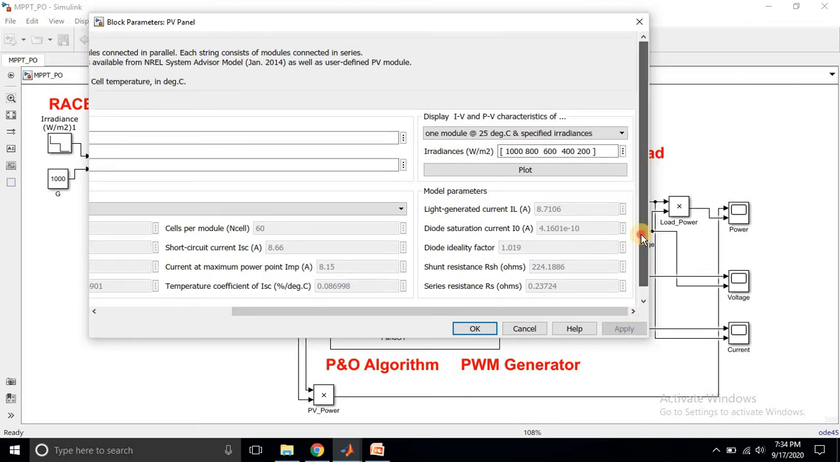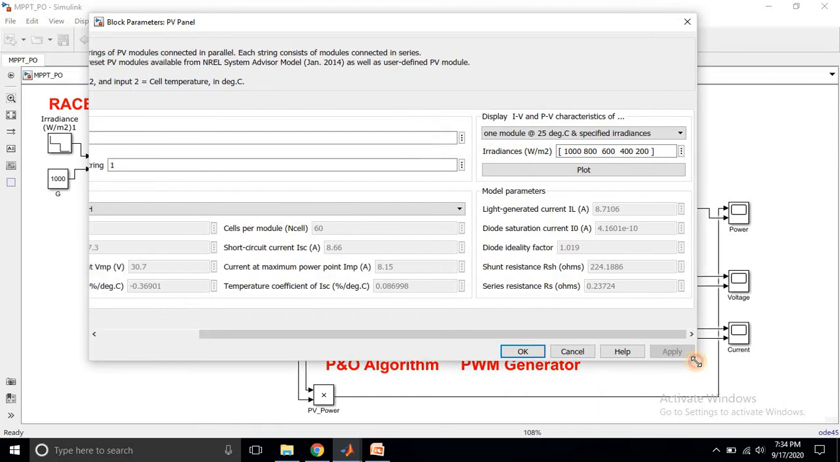Before testing the P&O algorithm, first of all we have to obtain the IV and PV characteristics of the considered PV panel. Here I am going to fix the temperature, because solar PV panel output depends upon two parameters: one is cell temperature, and the other is irradiation, the solar radiation. I am going to fix the cell temperature at around 25 degrees Celsius and take different irradiation levels, to plot the IV and PV characteristics of the considered PV panel.